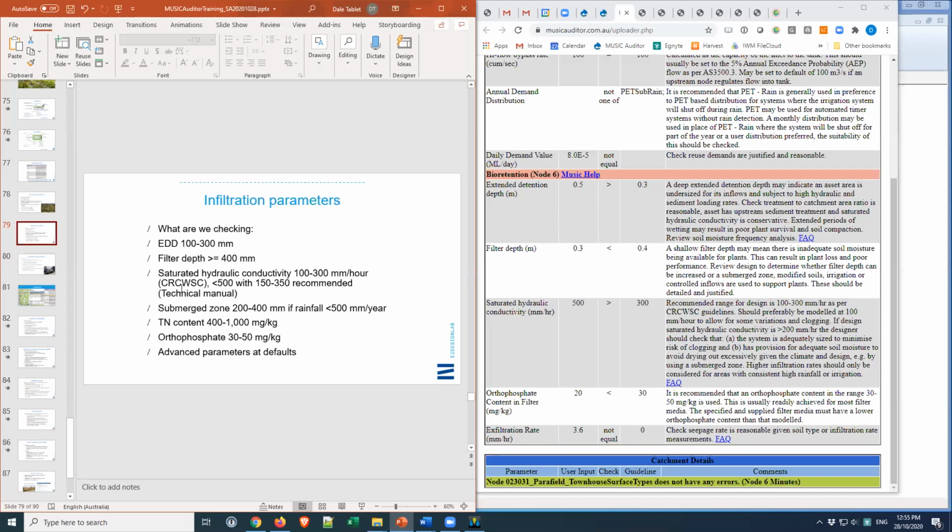Sorry, conductivity shouldn't be there. This hasn't updated properly. I apologise, these parameters haven't updated correctly.